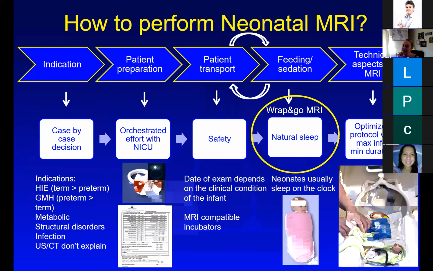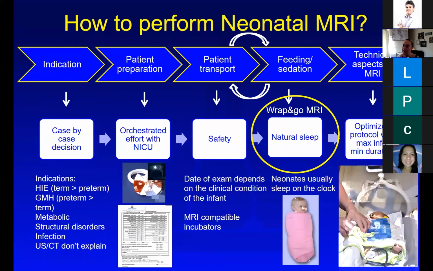In the last decade, we have progressively made improvements in imaging these babies using natural sleep. We no longer do sedation or anesthesia in our babies, and we use this protocol up to 3 months of postnatal age. To be able to utilize the natural sleep, the baby has to be prepared very well. This is not a last minute execution. So once the decision is made to proceed with an MRI, depending on what we're looking for, the patient needs to be fed and swaddled very nicely.